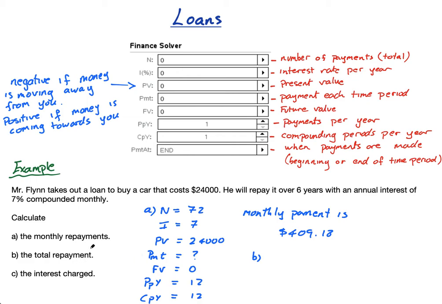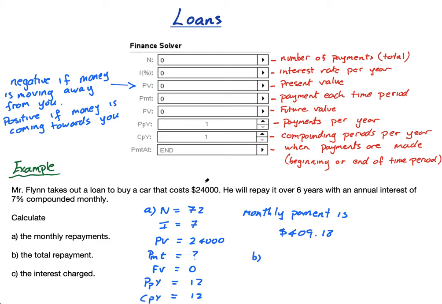Part B, find the total repayment. So I'm going to pay 409.18. I'm going to pay that for 72 months. And again, that's exactly what happened. This is what I did.